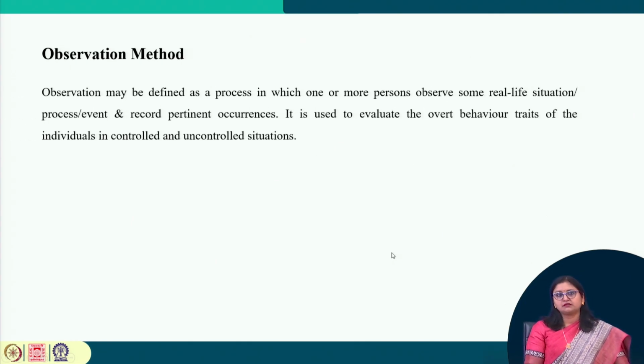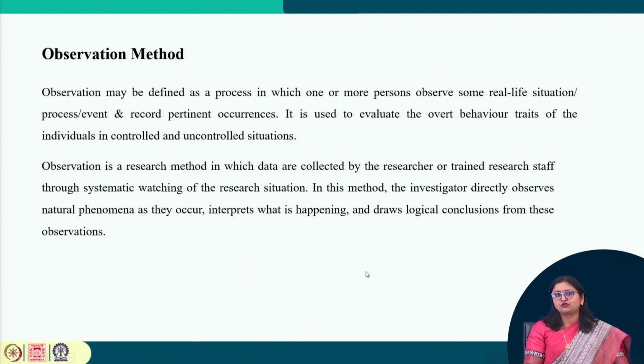This observation method may be defined as a process in which one or more persons observe some real life situation, process or event and record pertinent occurrences. It is used to evaluate the overt behavior traits of individuals in controlled and uncontrolled situations. Observation is a research method in which data are collected by the researcher or trained research staff through systematic watching of the research situation and the subject of that research.